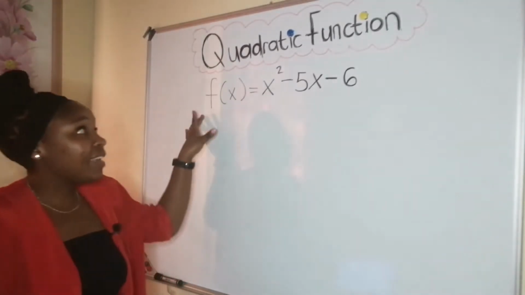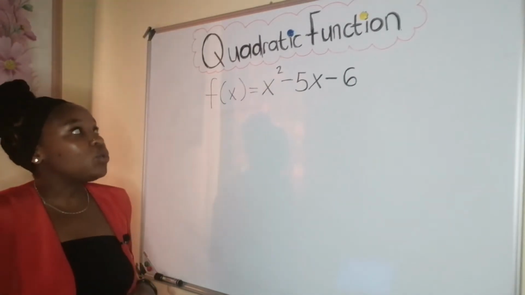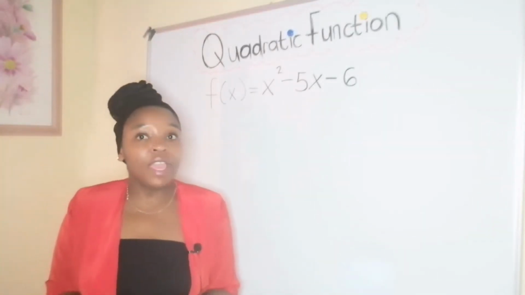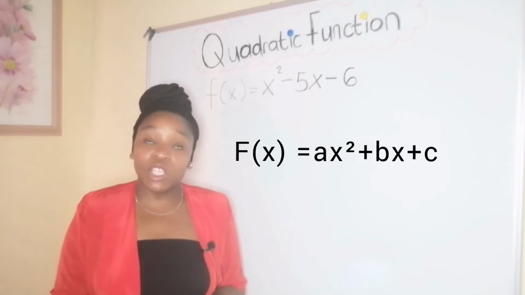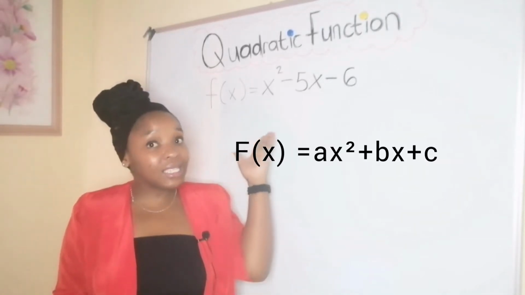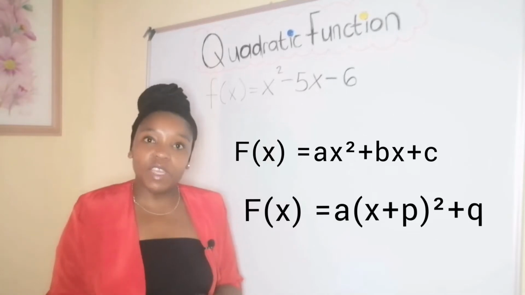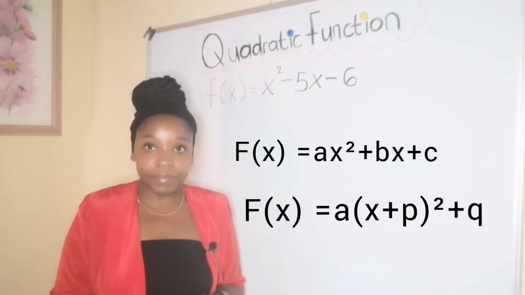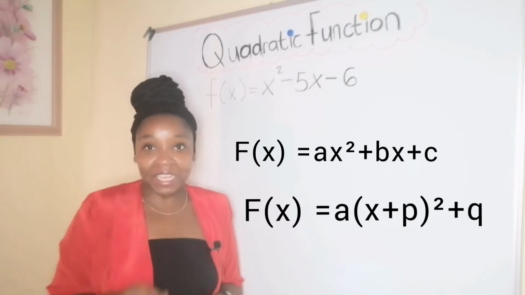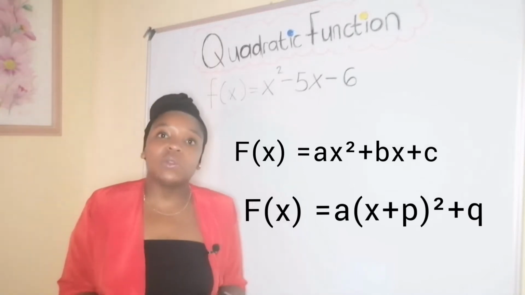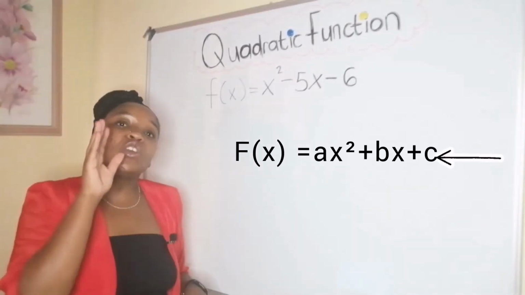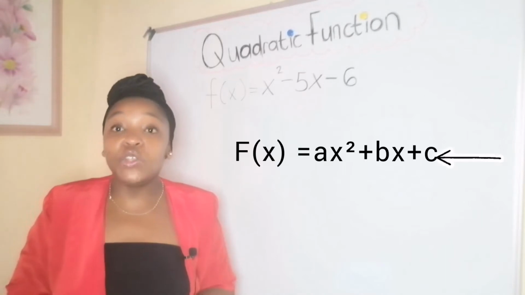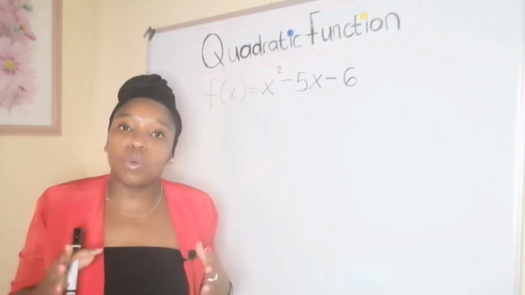So now looking at what we are given here on the board, we've got f of x, which is equal to x squared minus 5x minus 6, right? So is this in the form of f of x equal to ax squared plus bx plus c, or is this quadratic function in the form of f of x equal to a, open bracket x plus p all squared plus q? You guessed it. It's in the form of f of x equal to ax squared plus bx plus c, right? So if your quadratic function is in this form, these are the steps that you need to follow to help you draw this quadratic function.